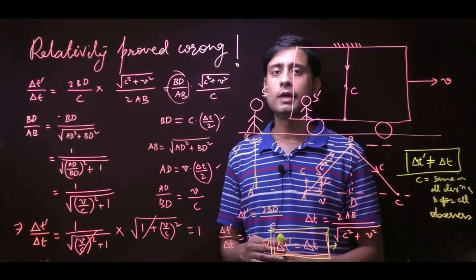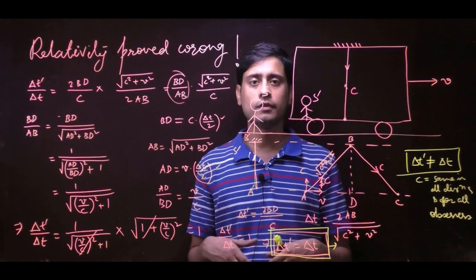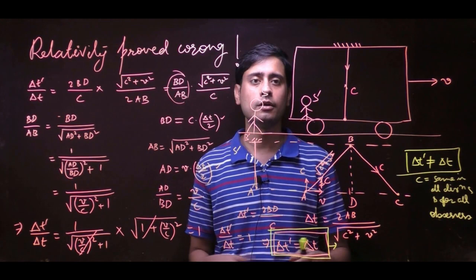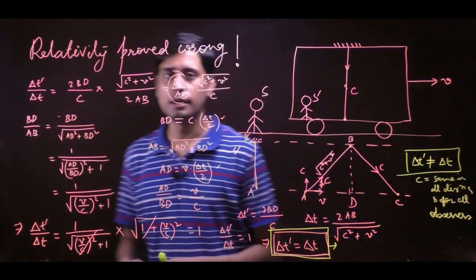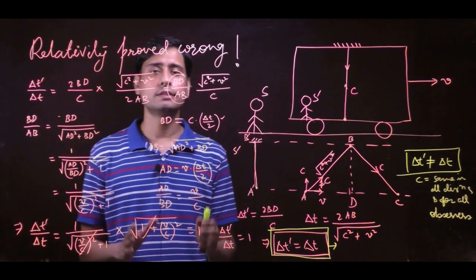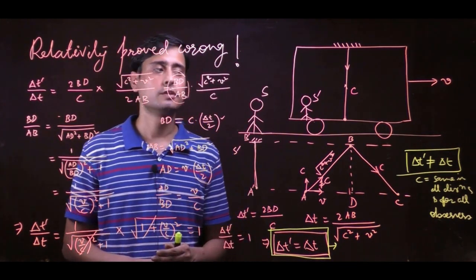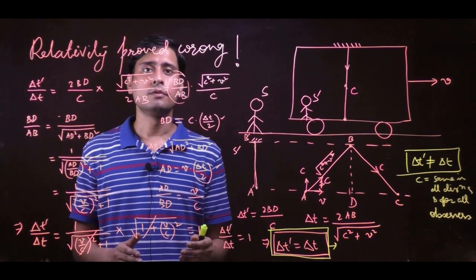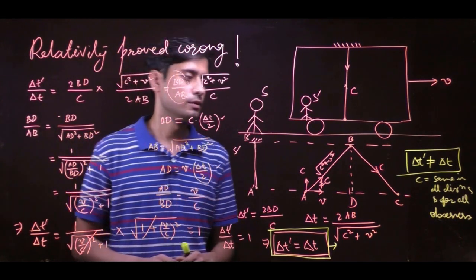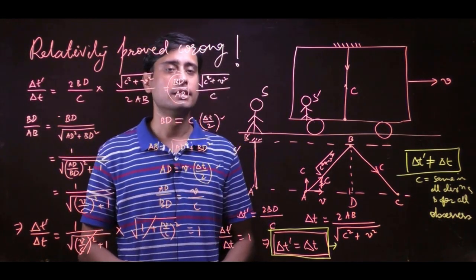It doesn't matter with what speed you are moving in any direction, whether parallel or anti-parallel to the beam of light, you will always measure that the speed of light is the same, which is 3 into 10 to the power 8 meters per second. So the speed of light is not relative to any observer. This is a well established law in physics.